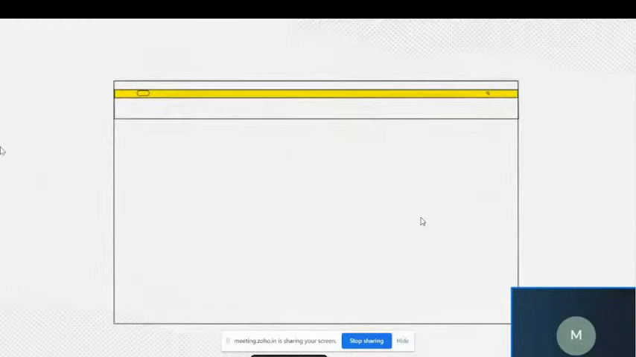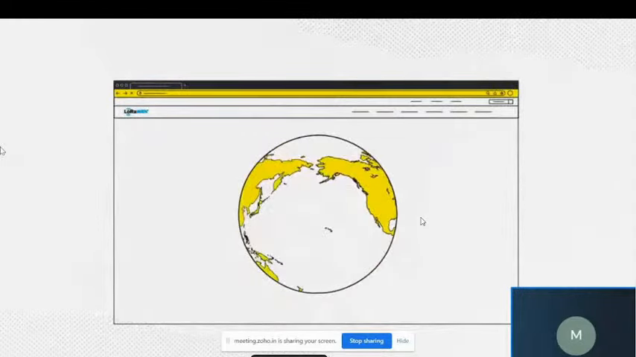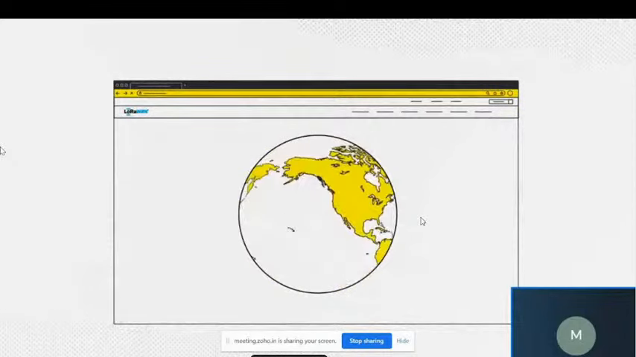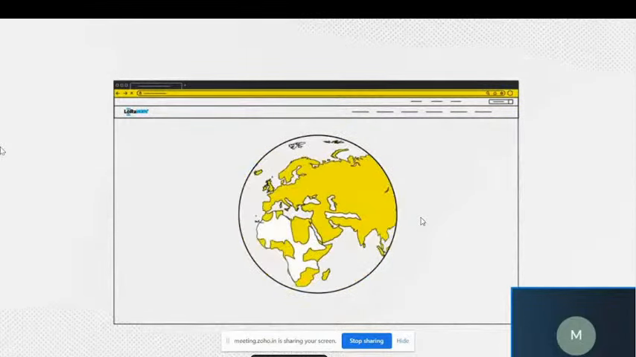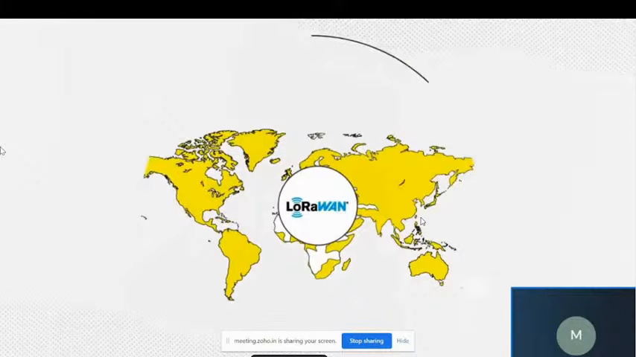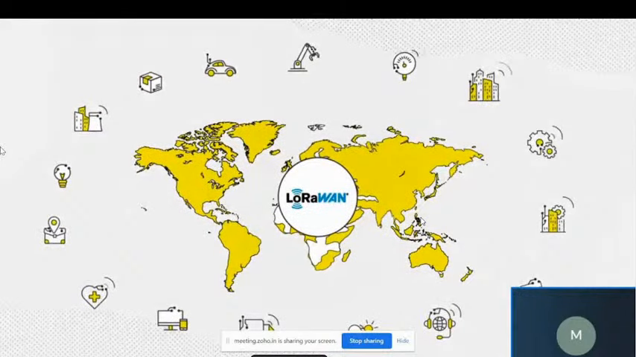LoRaWAN public network operators offer coverage around the globe. Regardless of technical skills or resources, anyone can implement IoT on a public LoRaWAN network.